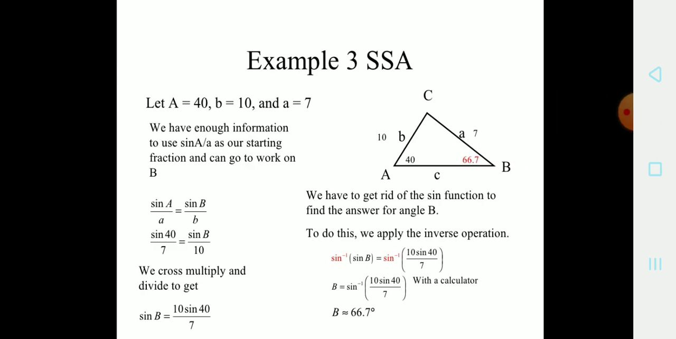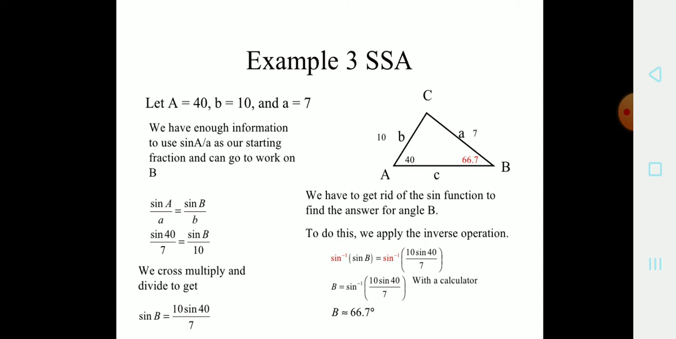And the answer for b equals 11.1. So example number 3 is SSA. Let A equal 40, a equal 10, and b equal 7. So we have enough information to use sin A over a as our starting fraction and can go to work on B. So sin A over a equals sin B over b, so sin 40 over 10 equals sin B over 7. We cross multiply and divide to get sin B equals 7 sin 40 over 10.